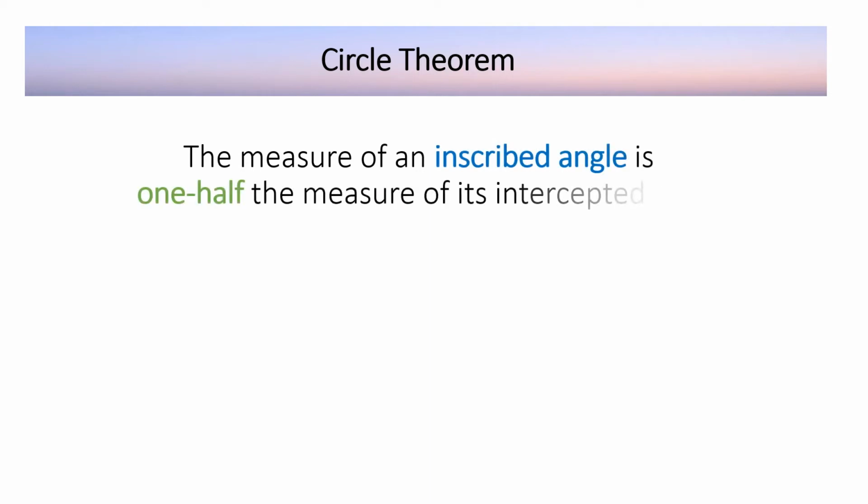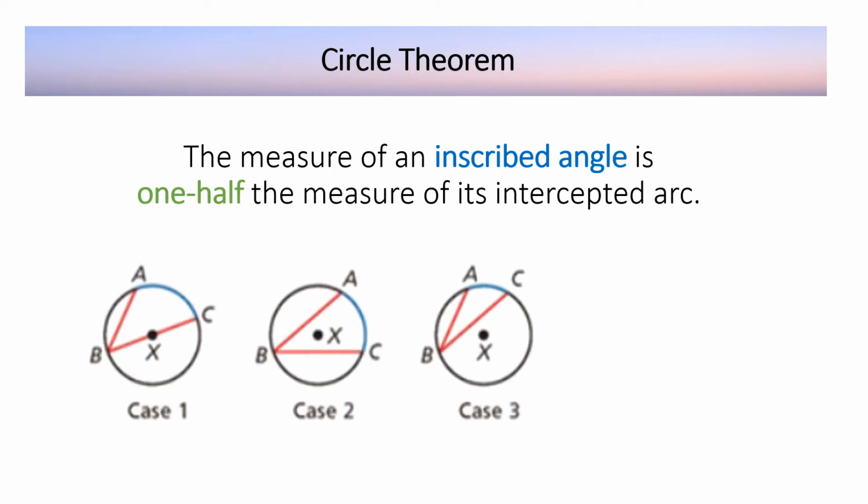The measure of an inscribed angle is 1/2 the measure of its intercepted arc. All three of these diagrams show an inscribed angle, and in all cases, the measure of the angle is 1/2 the measure of the arc. We could think of that backwards as well. In reverse, the arc is twice as big as the angle.